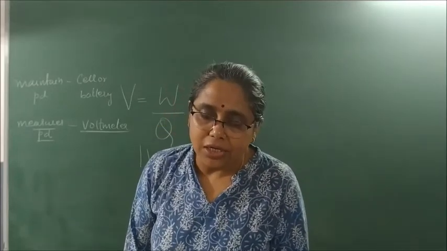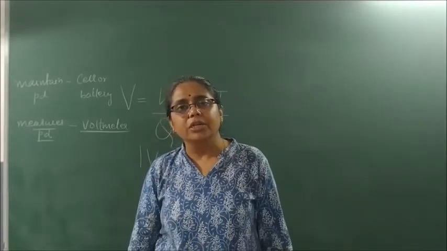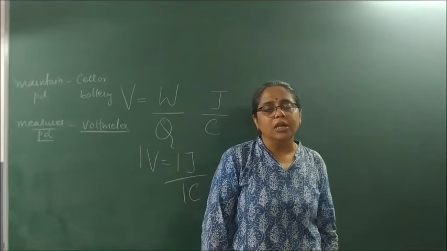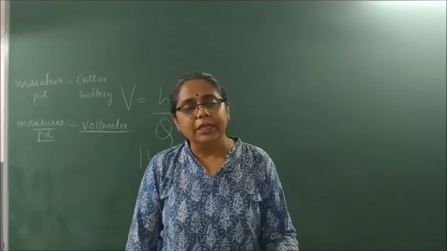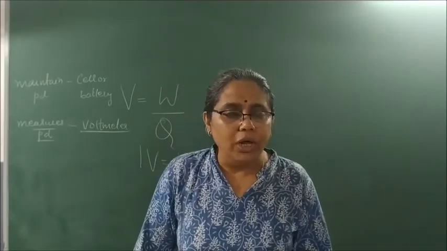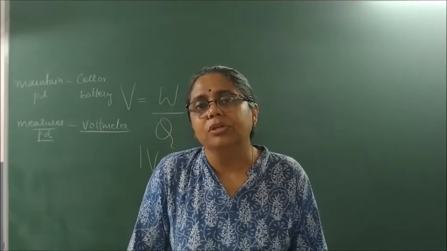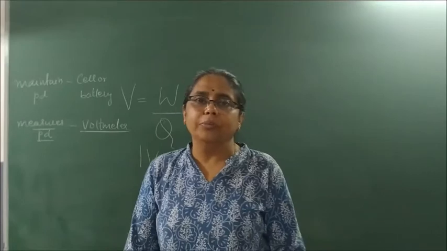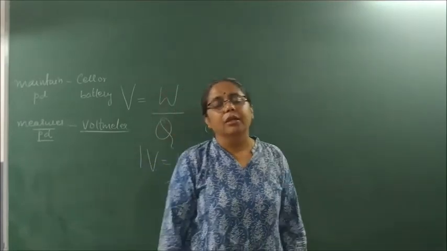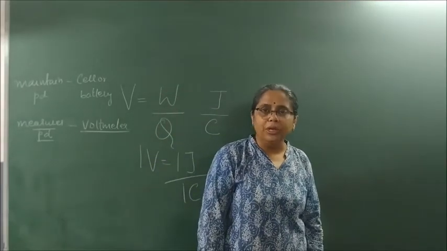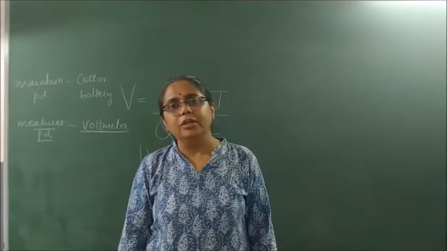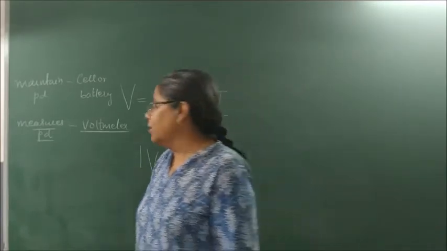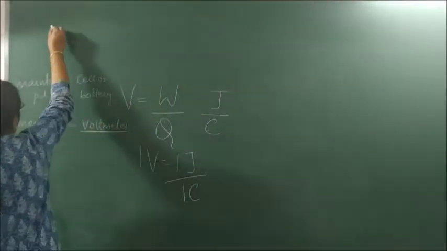Then we studied the circuit. We said a closed continuous path of electric current is called an electric circuit. There are two types of circuit. Once when the key is closed, it is called a closed circuit, and the current flows from the positive terminal to the negative terminal. Once when the key is open, it is called an open circuit and the current does not flow.